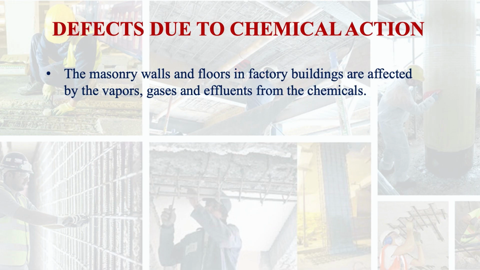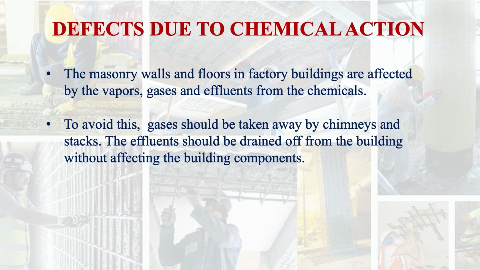The masonry walls and floors in factory buildings are affected by the vapors, gases and effluents from the chemicals. To avoid this, what we can do? Gases should be taken away by chimneys and stacks. The effluents should be drained off from the building without affecting the building components.